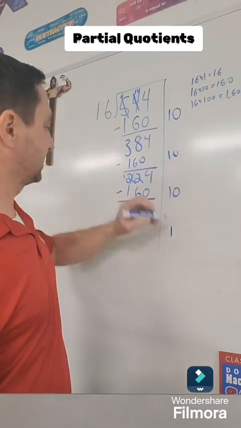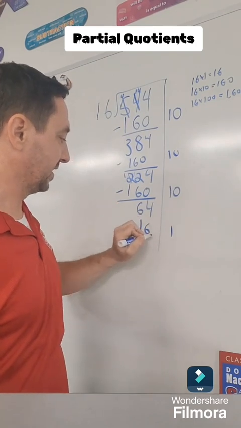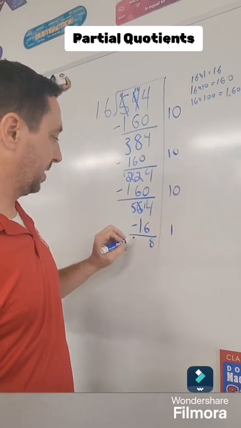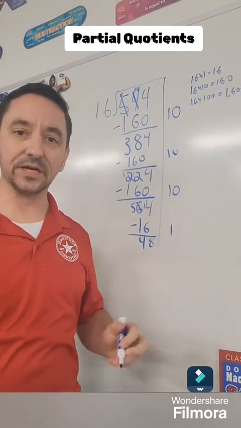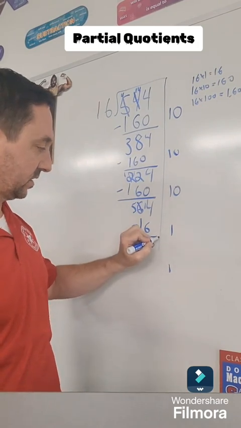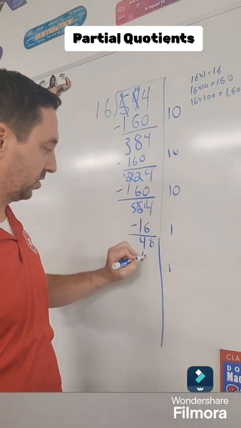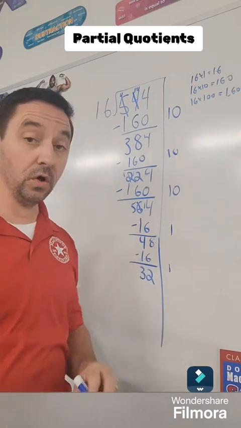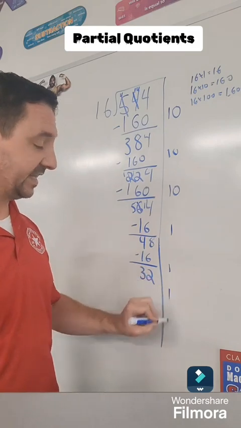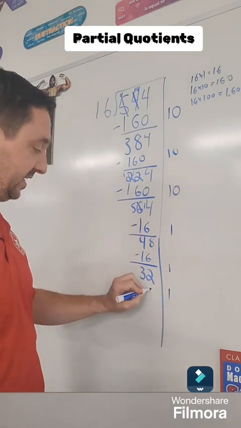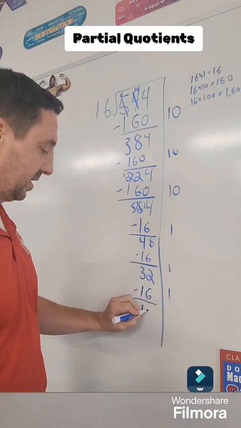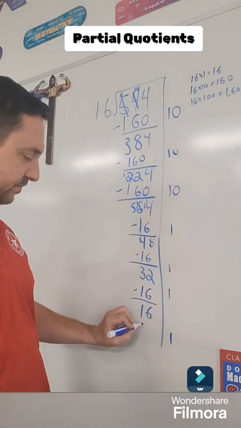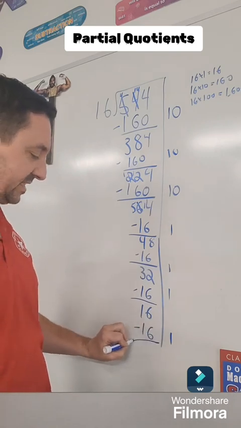I'm going to put a 1. 16 times 1 is 16, and I'll subtract. Do some regrouping, and I'm left with 48. I could take away another 16. So, drag that cat tail a little bit longer. A 16, down to 32. I could take another one, another 16. I'm going to subtract. I'm left with 16. Home stretch. Got another one. I'm going to subtract 16, and I'm at 0.